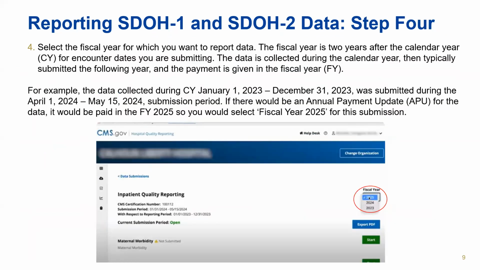And when you come in there, it'll ask you to choose a fiscal year. The example that's used here is fiscal year 2025, and that was for calendar year 2023 data. So this was reported from April 1st through May 15th. That was the submission period. So for this year, once that opens up on April 1st, you would choose fiscal year 2026, and then you would be able to enter your calendar year 2024 data.